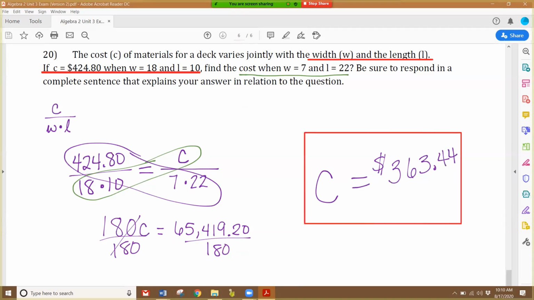I don't know why I wrote that so crooked, but you get the gist. So again, since these are word problems, you need to label them in some way, shape, or form. This one's money, so we just put a dollar sign. The last one was gallons, so we just labeled it gallons. You don't have to write a whole sentence that explains your answer in relation to the question. Just label it appropriately.